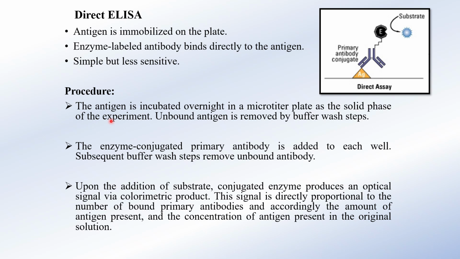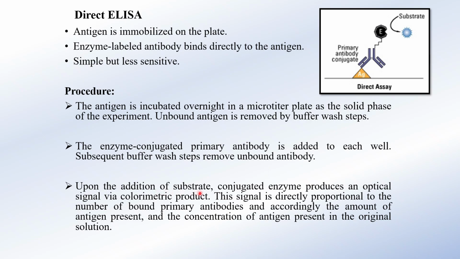Procedure of this technique: the antigen is incubated overnight in a microtiter well plate as the solid phase of the experiment. Then the next step is the washing step, that is unbound antigen is removed by buffer wash steps. The next step, the enzyme conjugated primary antibody is added to each well. Subsequent buffer wash steps remove unbound antibody.